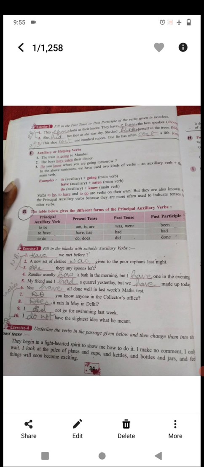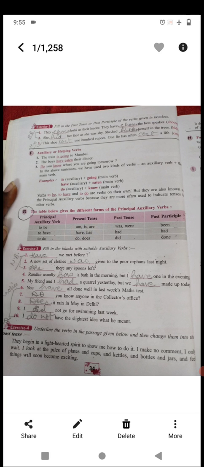So "had" will come because here it is purely mentioned that they're talking about the past. "We had a quarrel yesterday, but we dash made up today." What will come over here? "Have," because you're talking about today, isn't it?